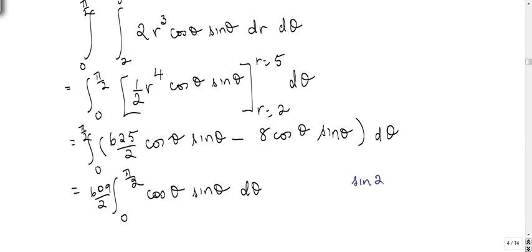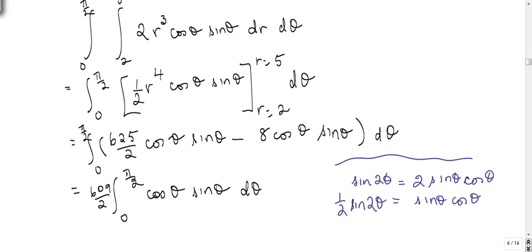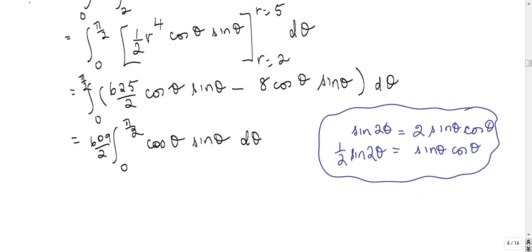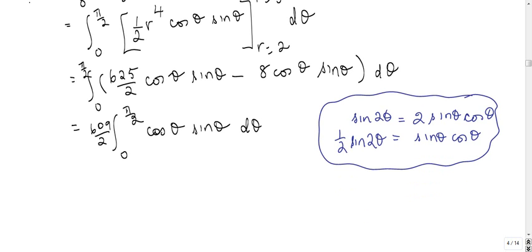What is sine 2 theta? That's 2 sine theta cosine theta. You remember that? So sine theta cosine theta is 1/2 sine 2 theta. So this is what we are going to use. Okay? So we're going to replace sine theta cosine theta with 1/2 sine 2 theta.